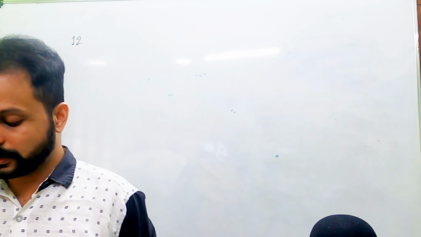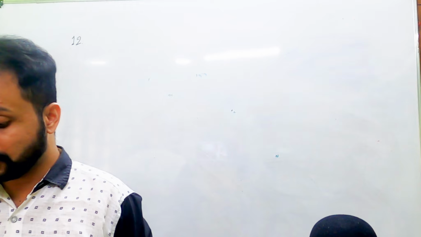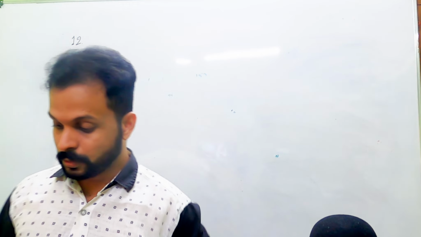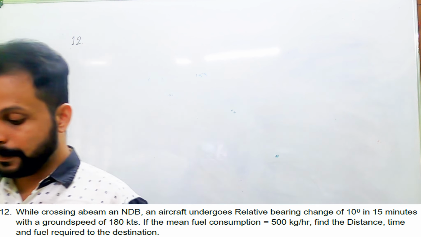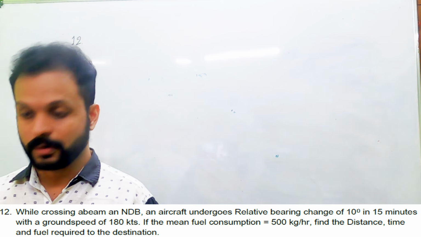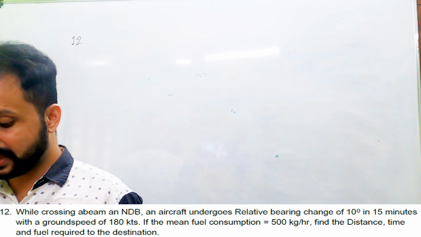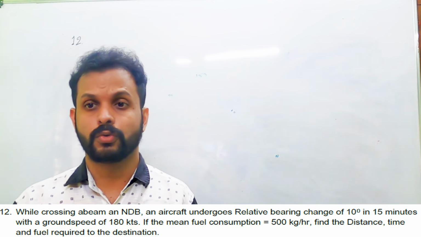While crossing a beam an NDB, an aircraft undergoes a relative bearing change of 10 degrees in 15 minutes with a ground speed of 180 knots. It's a very commonly asked question for the exam. If the mean fuel consumption is 500 kilograms per hour, find the distance, time, and fuel required to the destination.